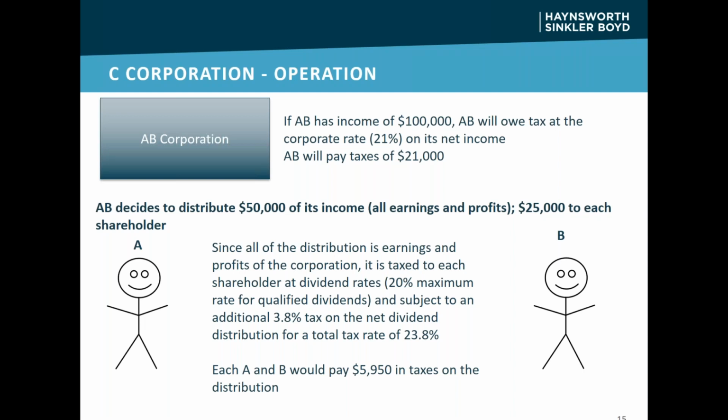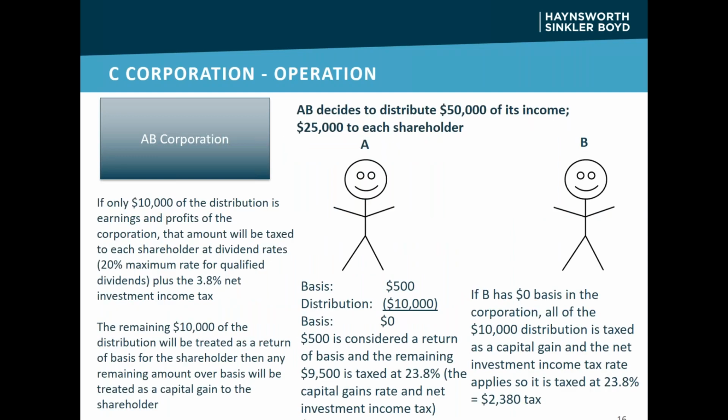Since here our distribution is earnings and profits of the corporation entirely, it's taxed to each shareholder at a dividend rate of 20% for qualified dividends, but would also be subject to the 3.8% net investment income tax on those dividend distributions. So the total rate of tax on that distribution would be 23.8%. So each A and B would pay $5,950 in taxes on the distribution on top of the $21,000 corporate income tax paid by the corporation.